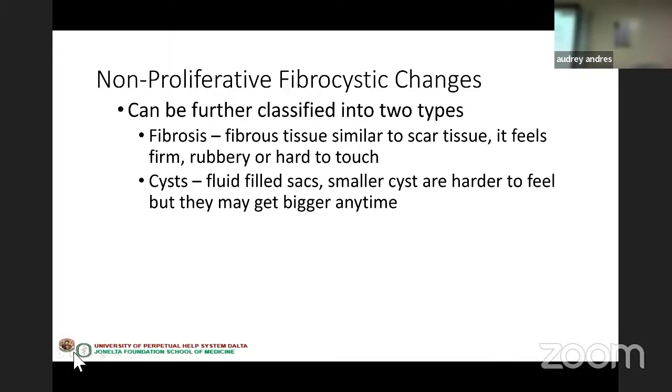It can be further classified into two types. It could be fibrosis or it could be cystic. Of course, fibrosis will be fibrous, similar to scar tissue, so it will be more solid and firm. Of course, if it's cystic, it may be softer, it may be fluid filled, but may get bigger at any point in time.